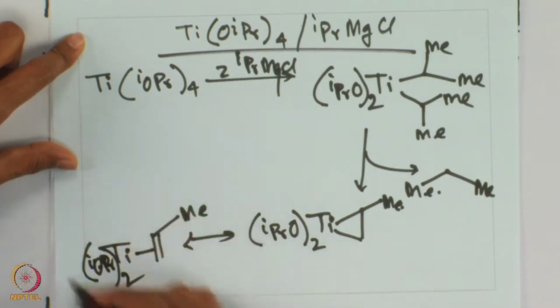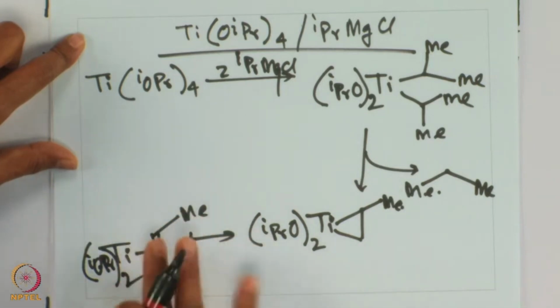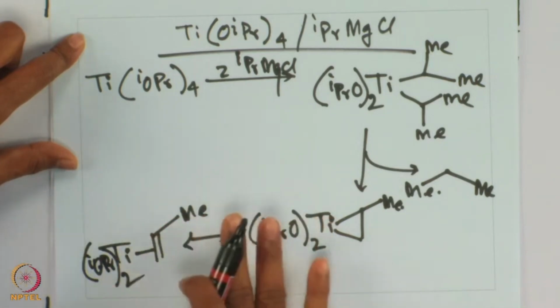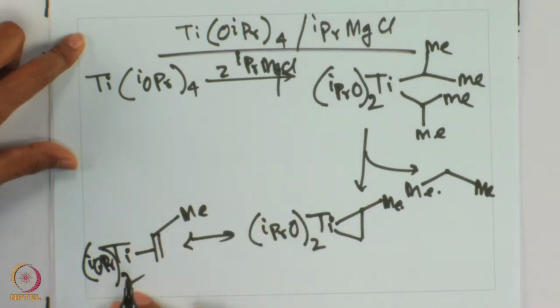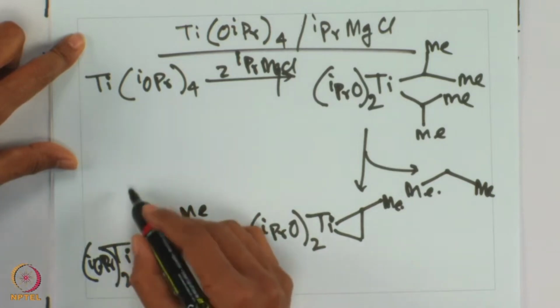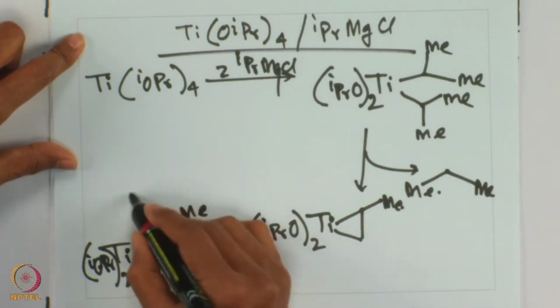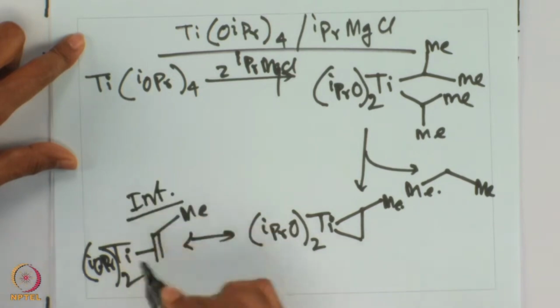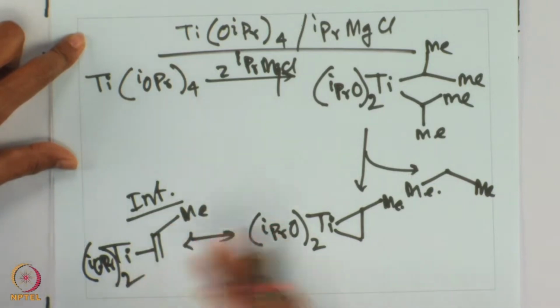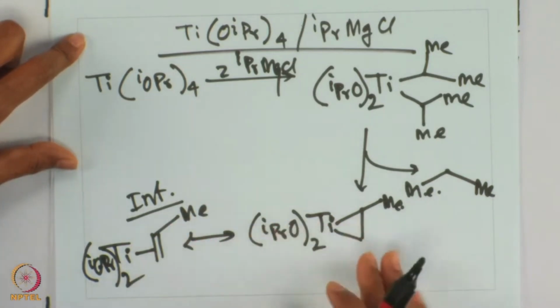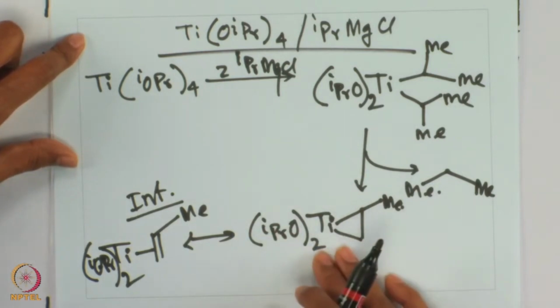Now, this is the intermediate from where we can get rid of olefin if we want. For example, if we wanted to react this intermediate, let us say this is an intermediate, int. Now, this intermediate, if we want to react with an alkyne, we can then react and get the cyclopropene type of intermediate, a titanocyclopropene intermediate.